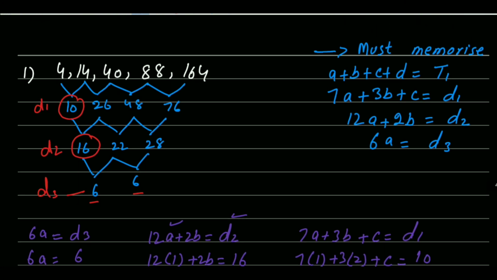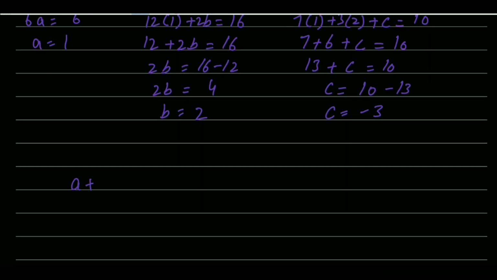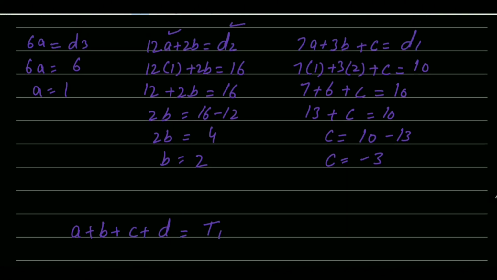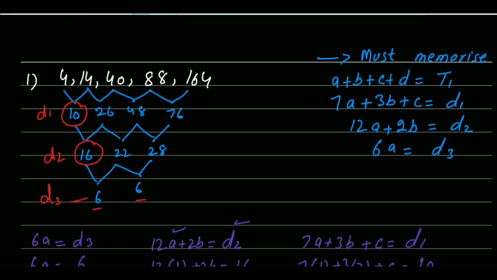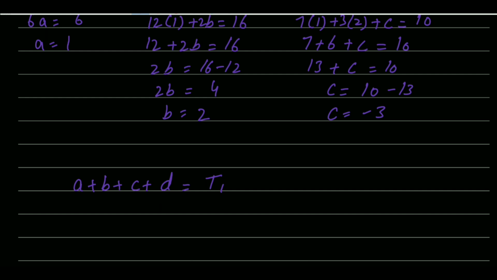Now we will get the value of d from equation number 1. A plus b plus c plus d is equal to t1. T1 means term 1. So what is term 1? This 4 is term 1. First value of the main sequence is, you can say, term 1. So here you will put the values. A plus b plus c plus d is equal to t1, which is 4.